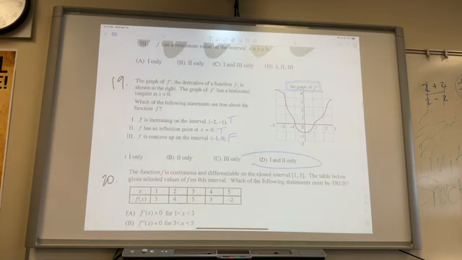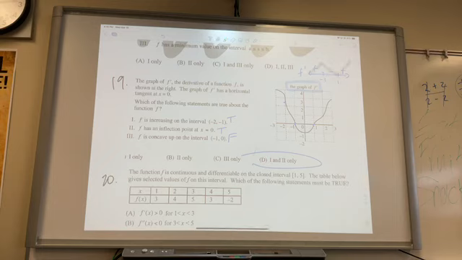So check this out. I'm going to do a sign line graph for f prime, okay? F prime is 0 at negative 1 and 1. If I do a test point, it's negative, positive, negative, positive. Okay, what about 3?